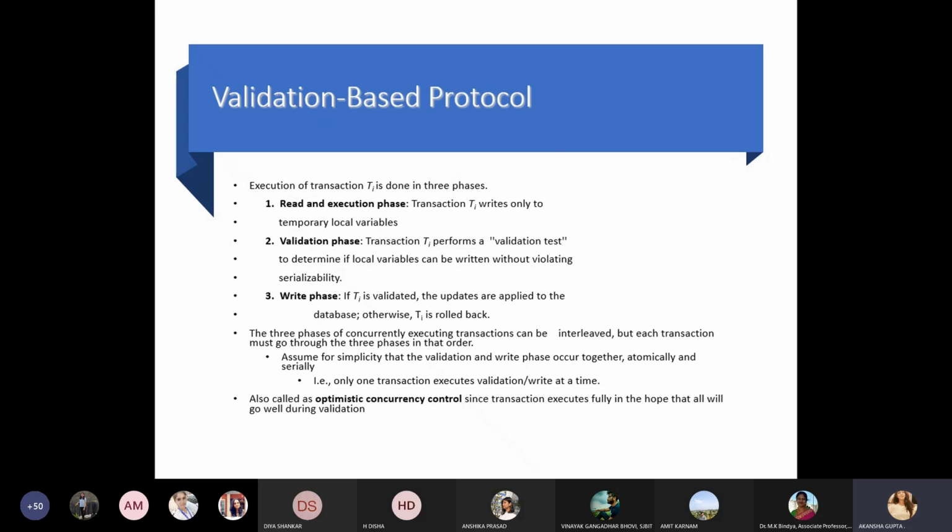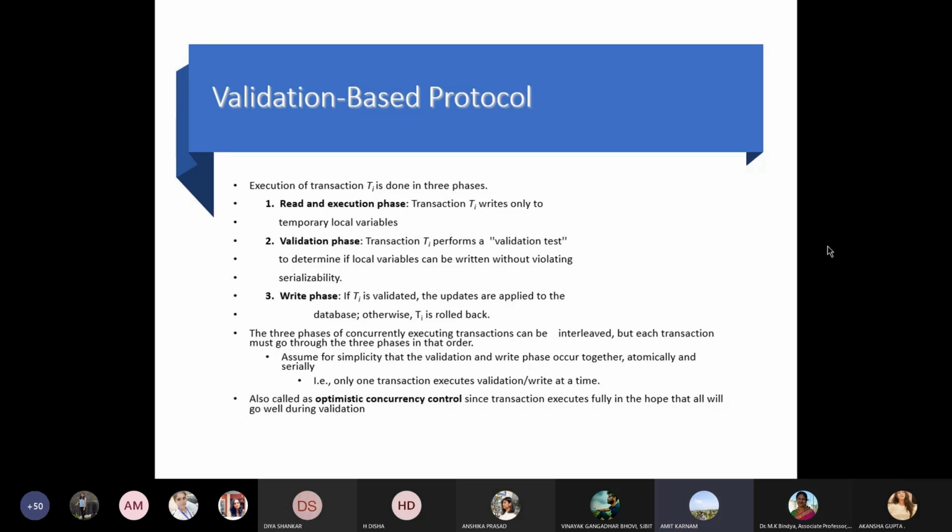So now Amit Kannam will continue after this. Amit? Am I audible? Yes, you can continue.